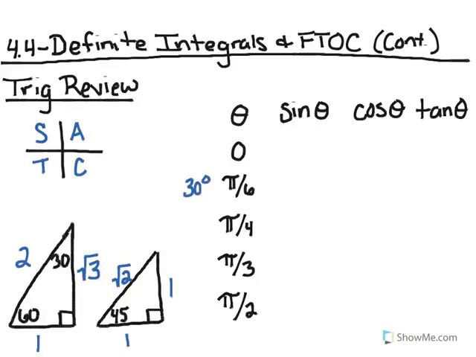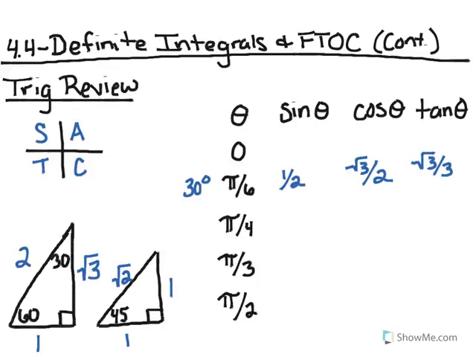When I look at the 30-degree angle, sine is opposite 1 over hypotenuse 2, so that is 1/2. Cosine of a 30-degree angle is adjacent square root 3 over hypotenuse 2, so that's square root 3 over 2. And then tangent is opposite over adjacent, 1 over square root 3, which is radical 3 over 3.